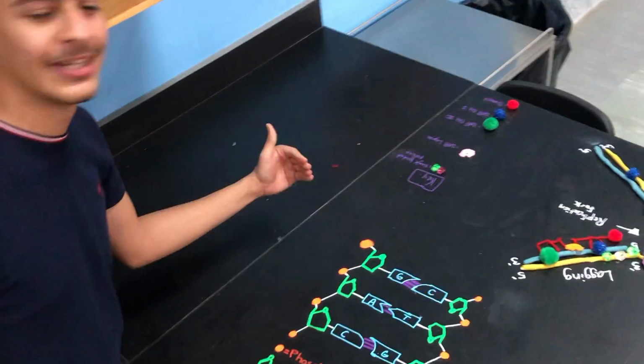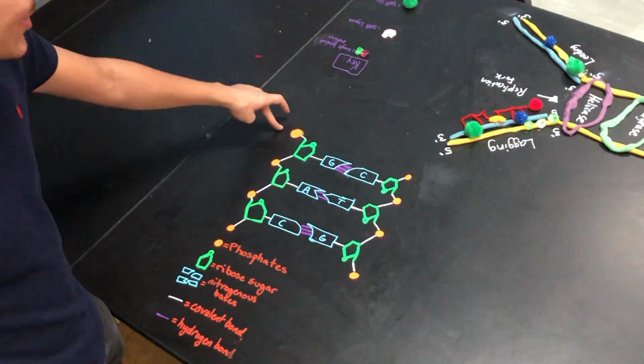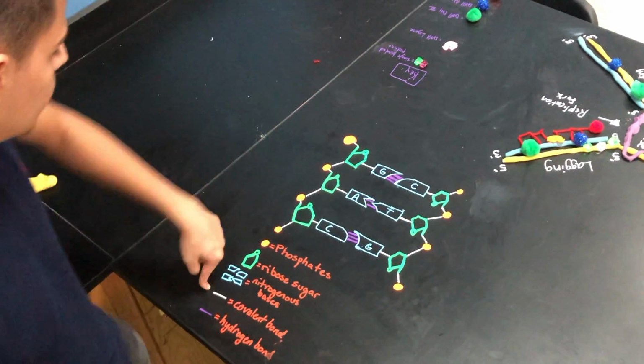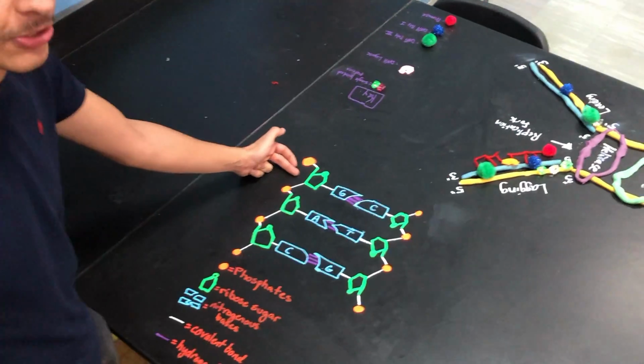And here we have a DNA model that is 3 base pairs long. You can see that the orange balls are phosphates and they're covalently bonded, as you can see here. All the white bonds are covalent. So they're covalently bonded to the ribose sugars.